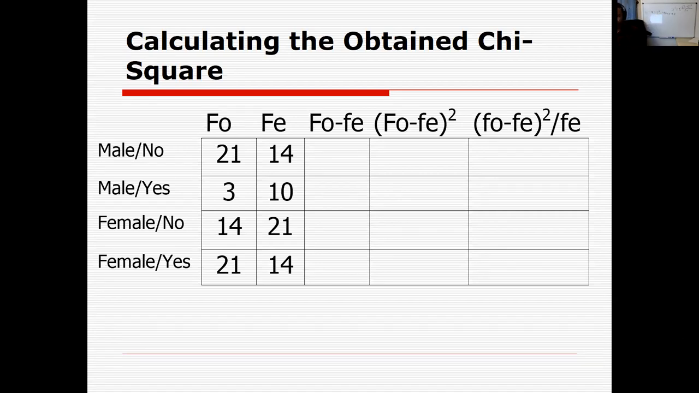So am I working directly across this? I could basically just work directly across the chart if I'm organizing it like this. So 21 minus 14, 3 minus 10, 14 minus 21. Yeah, that's ideally the easiest way to do it. You could do it following this way, but it's probably a little bit easier to follow the chart.